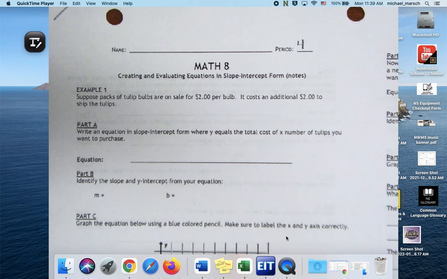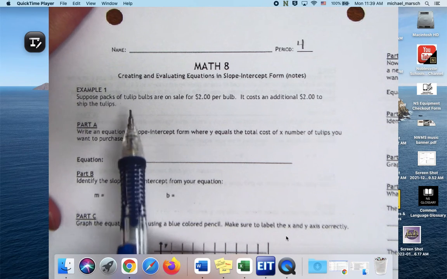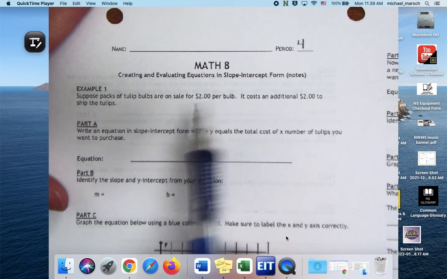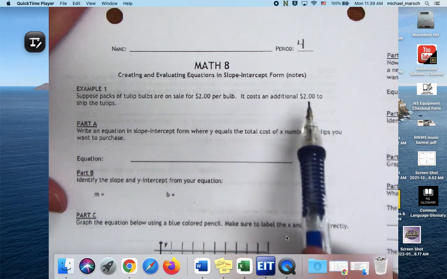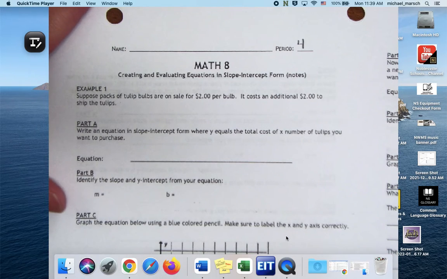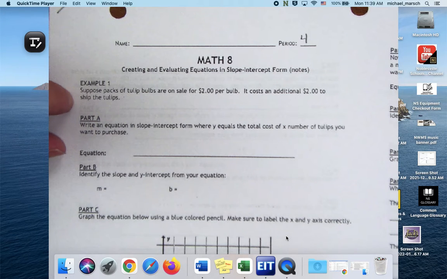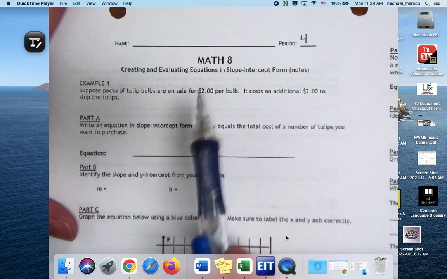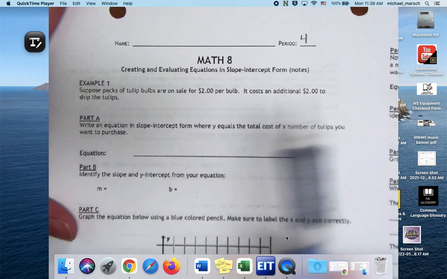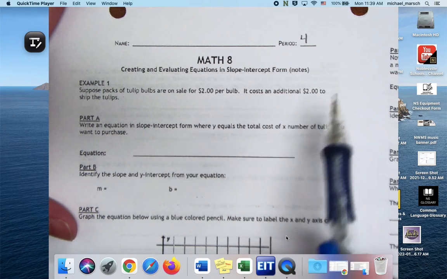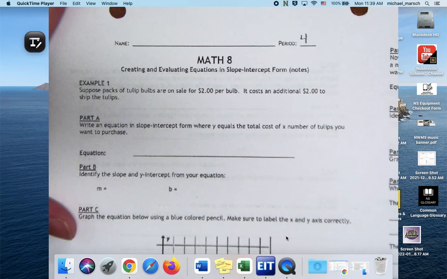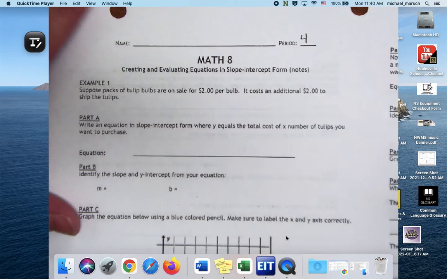We're going to suppose packs of tulips are $2 per bulb. It costs an additional $2 to ship the tulips. So let's look at this scenario here. One of these things I'm going to pay for over and over again, depending on how many I purchase. One of them I'm going to pay one time. Which is which? $2. Yep, so this is the repeating fee.